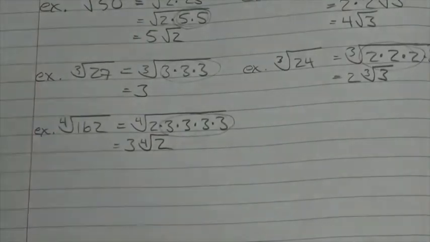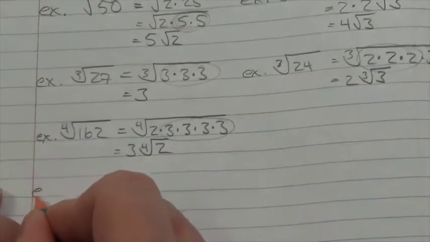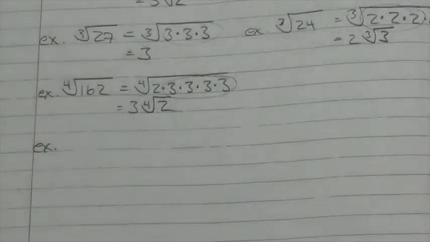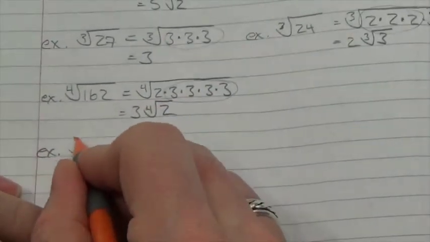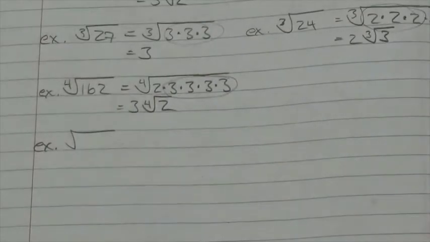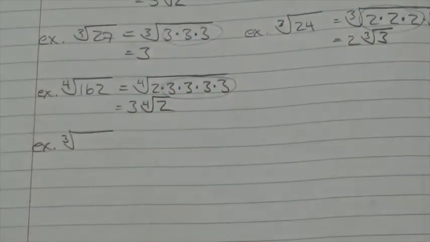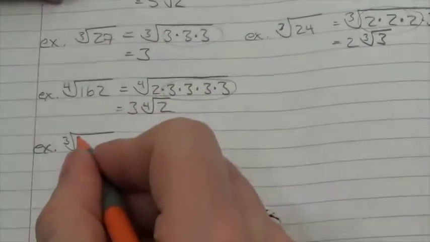Now, what happens if, for example, and I'm going to just throw a couple little twists on here. What happens, for example, if I'm looking for the square root of, or sorry, I should say the cube root. That's where I want to go with this. Let's say the cube root of 72.